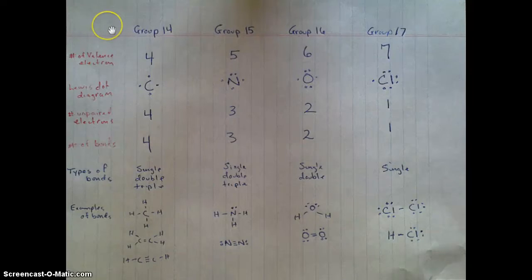Okay, this is a diagram of what I put on the board as a summary of what they'll need to know for covalent bonding. It's group 14 through 17. I give the number of valence electrons, Lewis dot diagram, unpaired electrons, number of bonds, types of bonds, and then an example of each one, what might occur in that group.